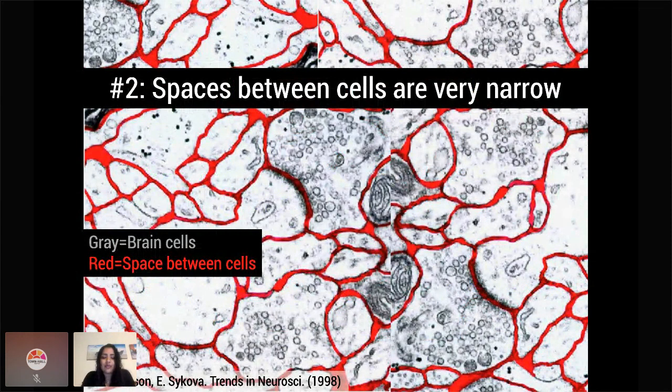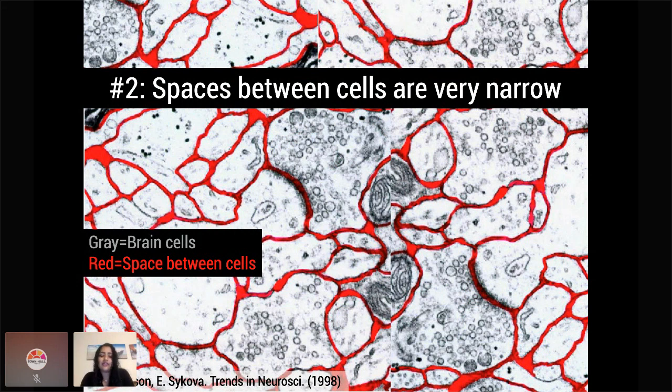In this microscope image, you can see individual brain cells in gray and the spaces in between them outlined in red. While the spaces in between brain cells together make up about 10 to 20% of the brain, the way that this space is arranged is in really narrow and windy paths, almost like a maze. You can imagine how hard it would be for a drug molecule to get anywhere in this maze. It's likely that the drug wouldn't make it far at all. Instead, it would get stuck or trapped somewhere before reaching a diseased area.